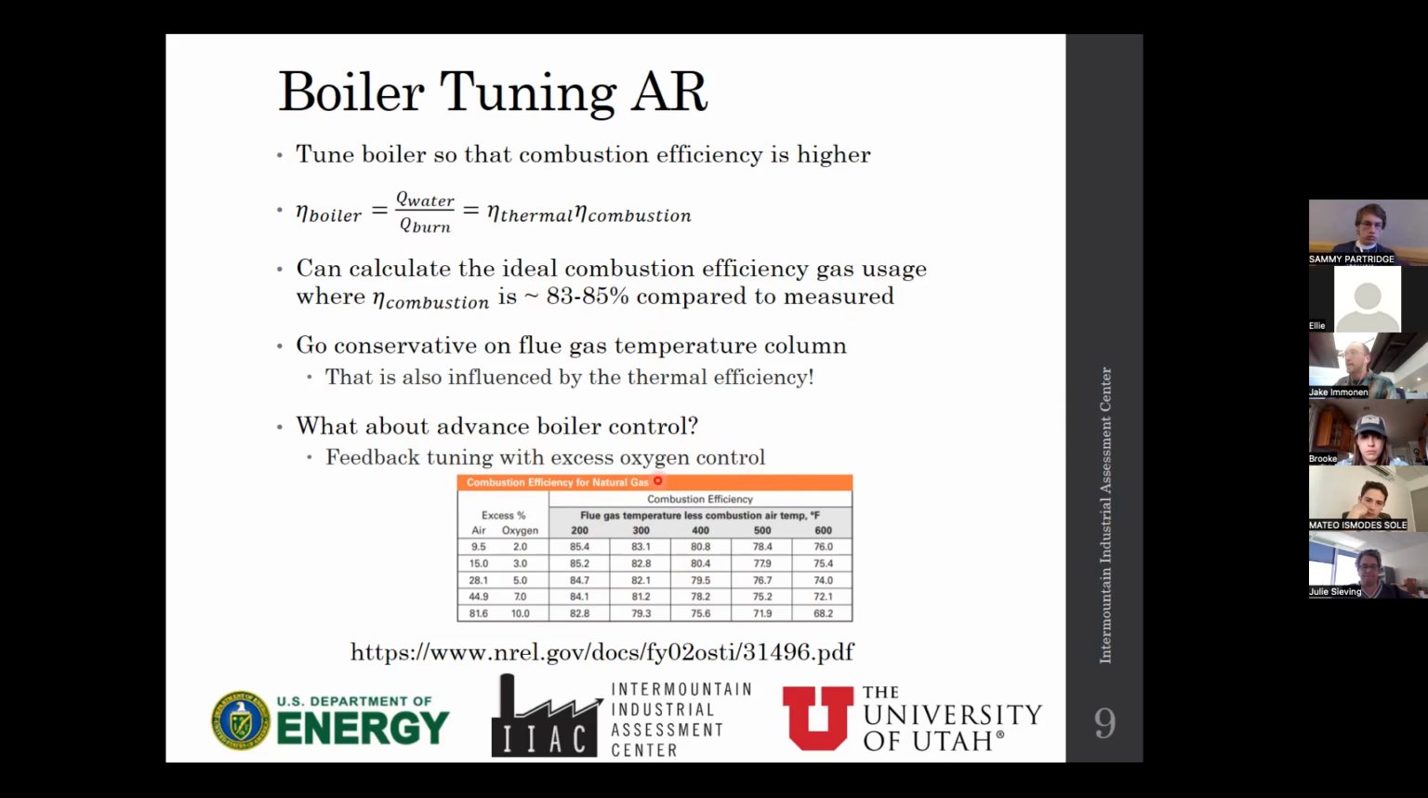Feedback tuning with excess oxygen control. So that would be where we have an oxygen sensor in the stack gas line somewhere. And then we're measuring excess oxygen, and we're automatically adjusting the air to fuel ratio in real time so that we always have high combustion efficiencies.